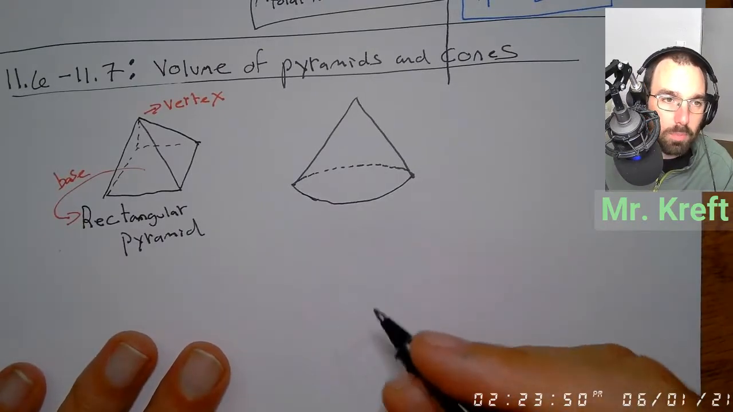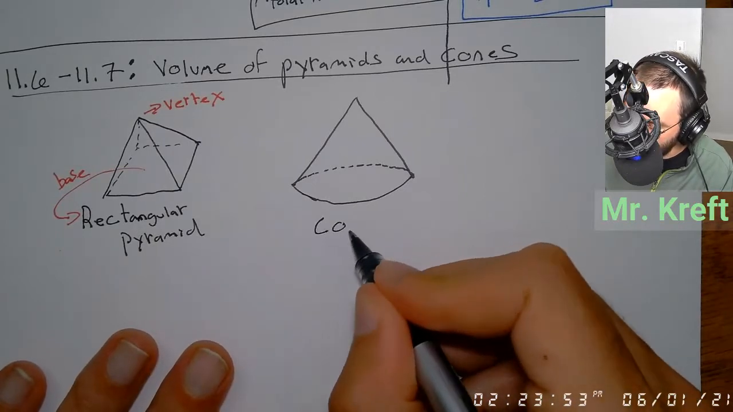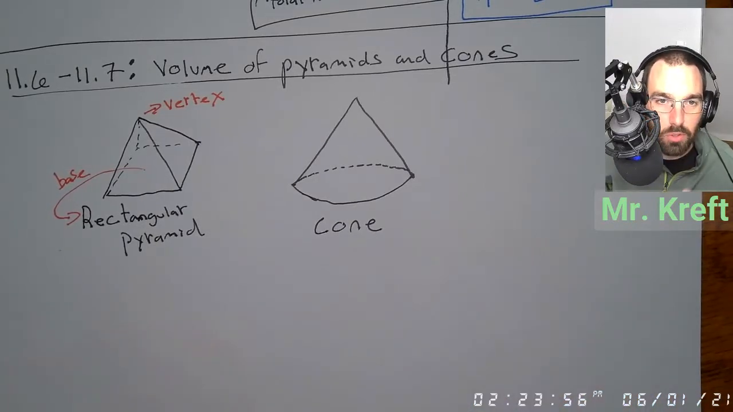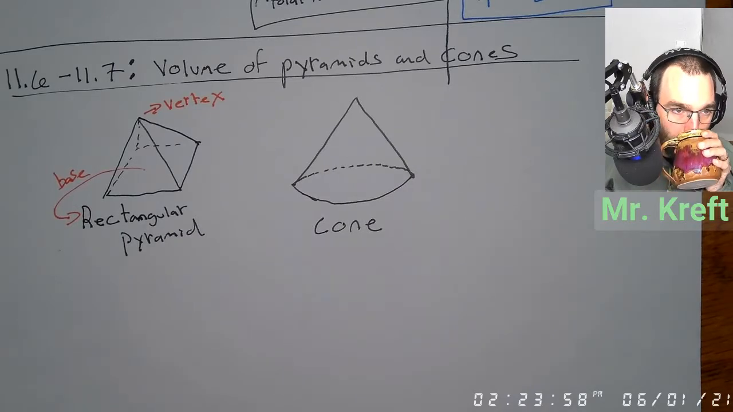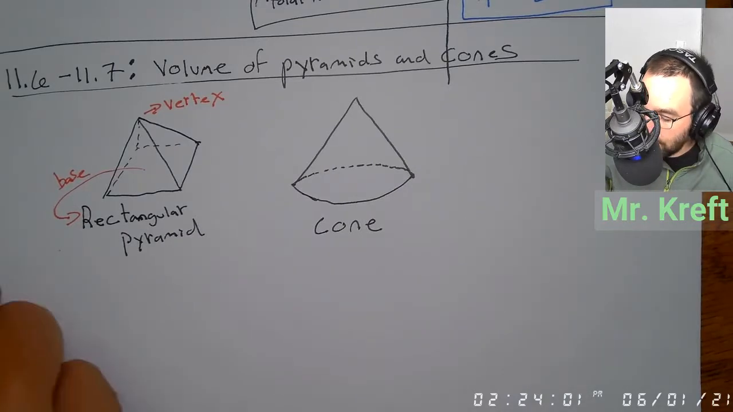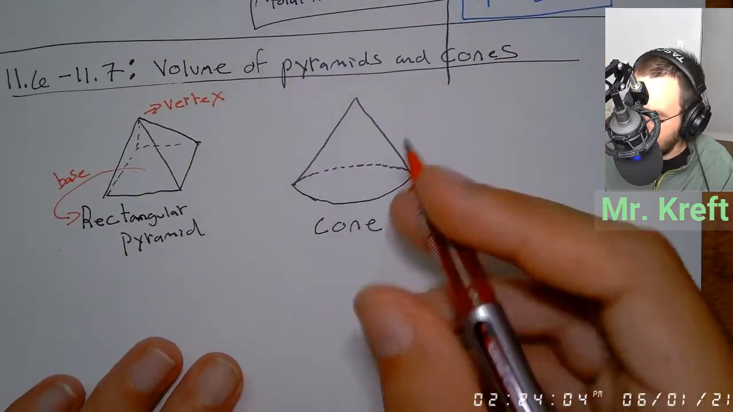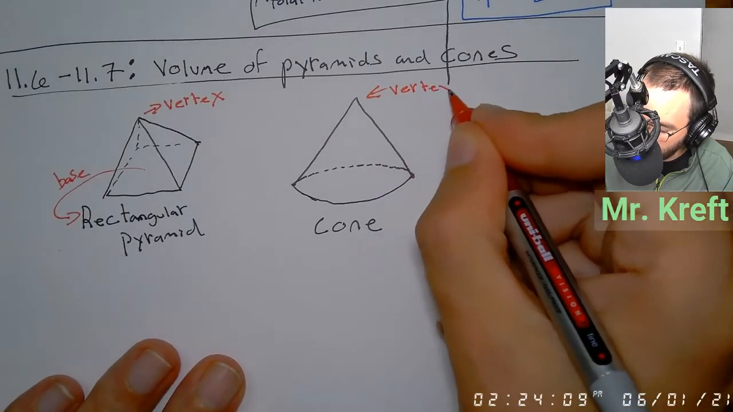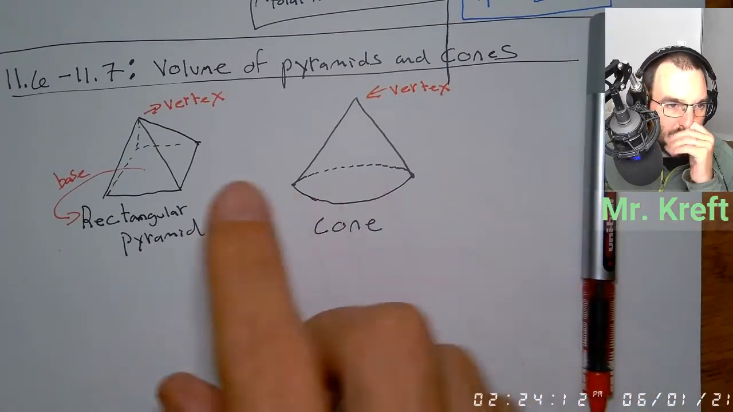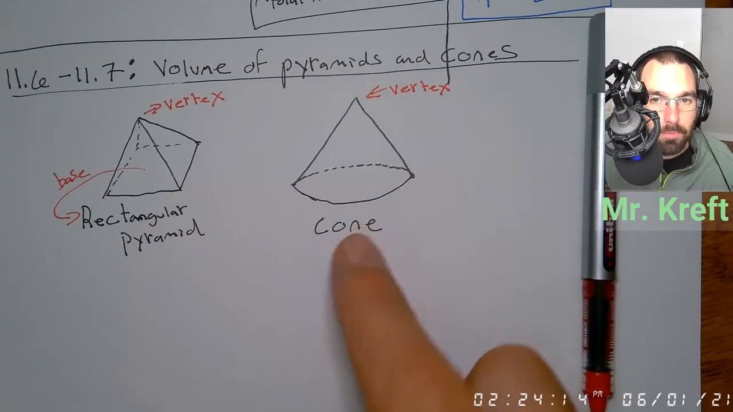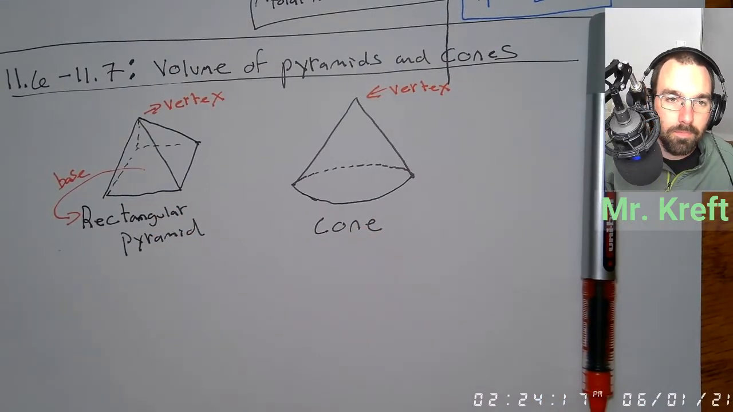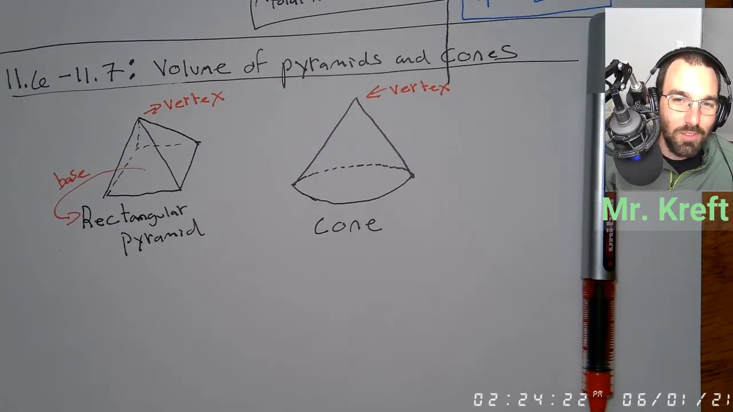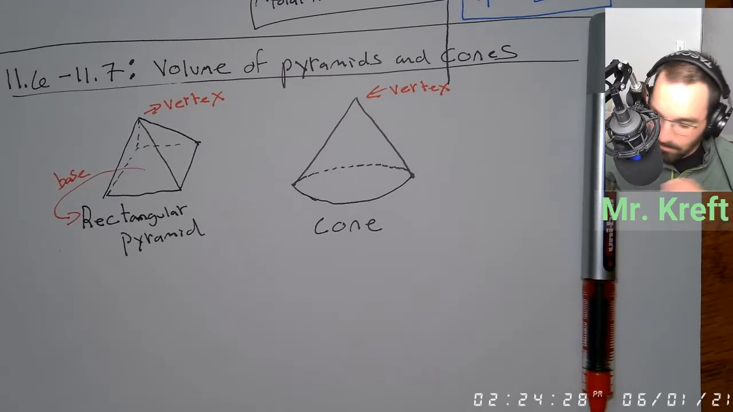Now, with a cone, we don't name it by its base like a pyramid does, because in a cone, the base is always going to be a circle. But what these two have in common and why we're grouping these together today is that the top here is also called the vertex. So we have a rectangular pyramid and a cone, and they both have a vertex. And the vertex is why I have such a silly reason to name these things.